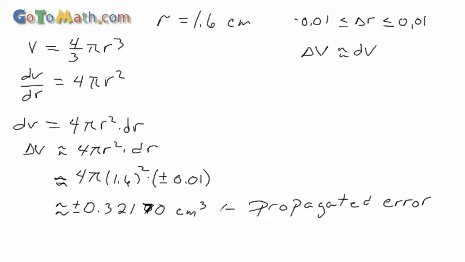So calculating propagated error is actually pretty easy. I guess I did need to write that delta r is actually equal to the change in r, but delta v is approximately dv. Okay, so that's our propagated error.